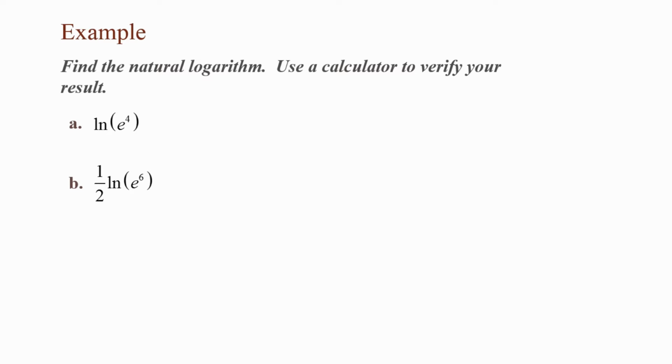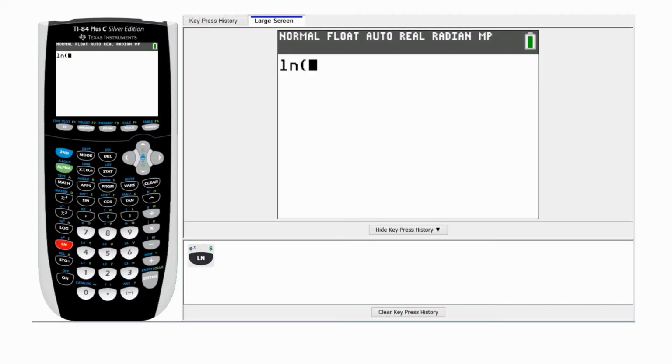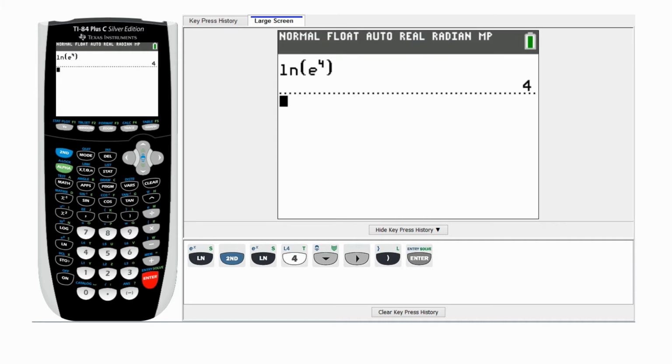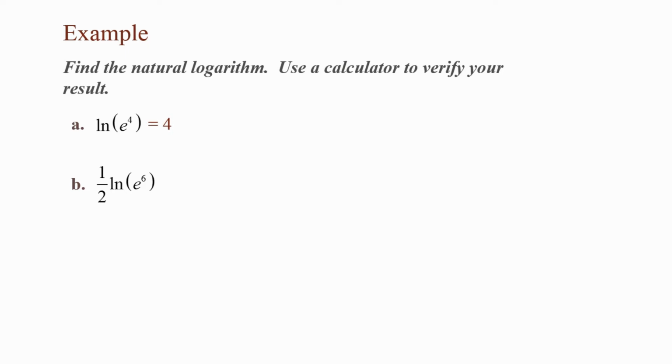Going to our calculator, we type our natural log, then in the parentheses we want to type e to the 4th power. So second natural log, it already gives us the exponent when we use e, 4. Then we close parentheses, enter, and I do get 4. So the natural log of e to the 4th power equals 4.